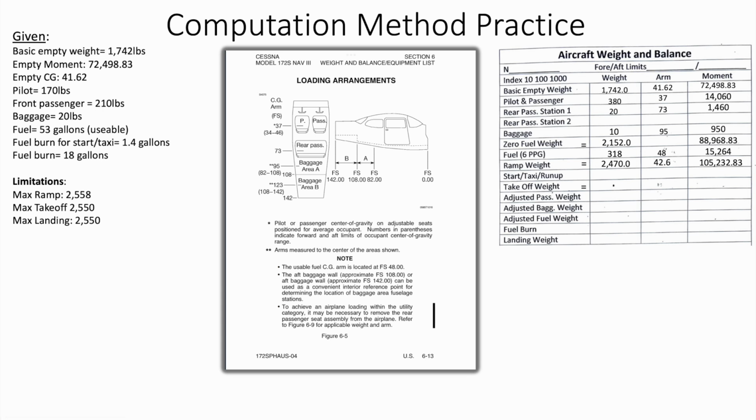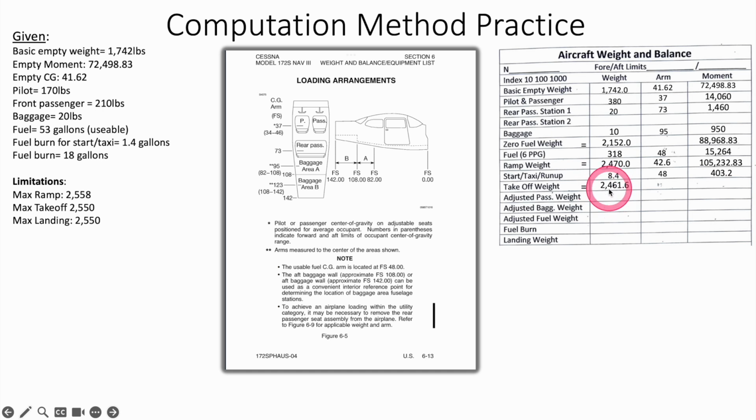1.4 times 6 pounds per gallon, and that gives us 8.4 pounds. So we're going to subtract that in a minute from the ramp weight so far. Multiply that by the same station. So anything with fuel is always going to be 48 inches for a Cessna. We get a moment of 403.2, and then we're going to subtract each of those from the above.